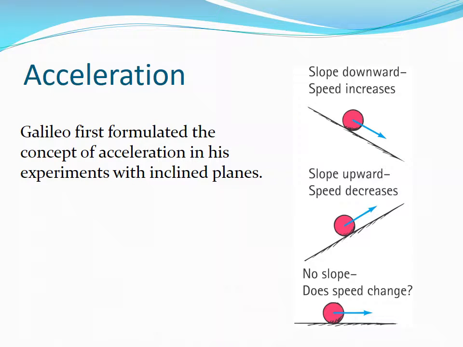Galileo first formulated the concept of acceleration in his experiments with inclined planes. A ball rolling down a slope had its speed increase. A ball rolling up a slope had its speed decrease. A ball rolling on level ground did not change its speed.